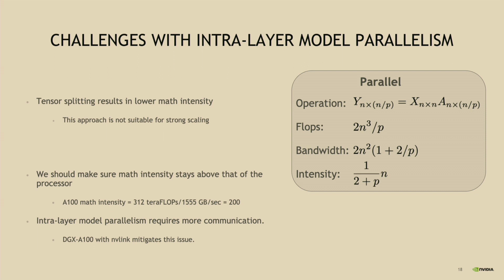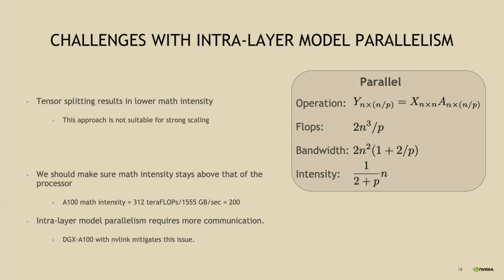No parallelism comes without challenges. There are two main challenges with respect to tensor parallelism. One is that it results in lower math intensity, and second, it needs extra blocking communication. So let's take a look at a simple example, a matrix multiply Y equals XA, and let's assume it's all square. A is split across its columns into P partitions. As we can see, the FLOPs scale linearly, but the bandwidth does not scale linearly. As a result, the math intensity goes down.